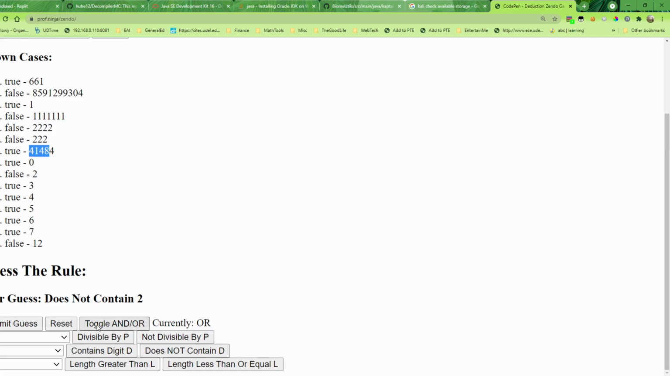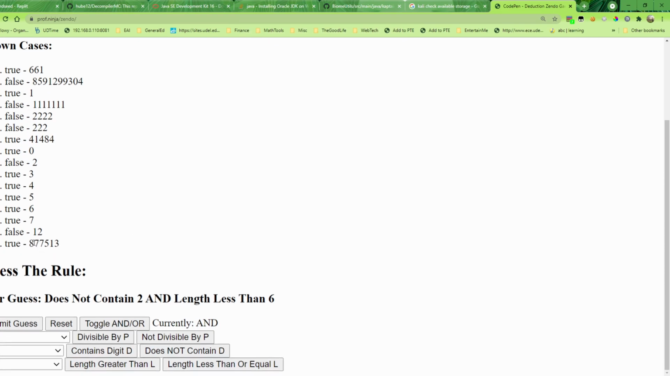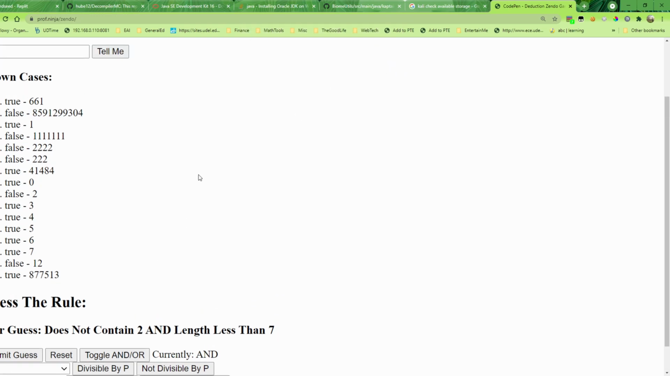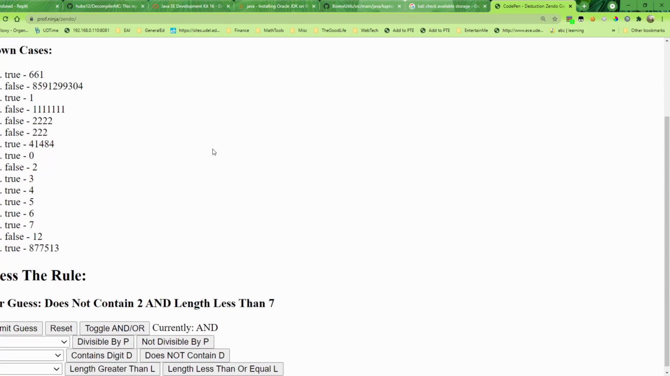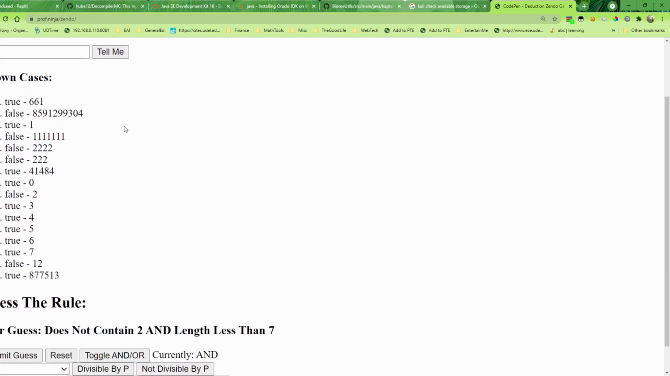Clearly. Okay, so this one is 5. Yeah. Okay. So let's go. And length is less than or equal to 5. Why 6? Because of the equal sign. Okay. All right, I'm gonna jump that up by 1. So this one does not contain a 2, and is less than or equal to 6. So we're just gonna go all the way to the top. Submit guess. Yep, that's it. All right, we win, 16 guesses.